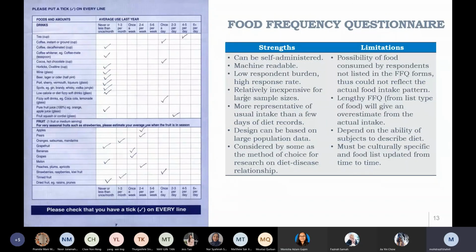Okay, and FFQ must be culturally specific, and food lists must be updated from time to time. So this is related to the question just now. If we have one type of FFQ, we can update it with minor modifications here and there to add in new foods, to omit other foods that are not consumed frequently. But if you are going to change the structure of the questions, the way you ask, the frequency, and the way the respondents respond to the FFQ, then you need a revalidation of the FFQ.